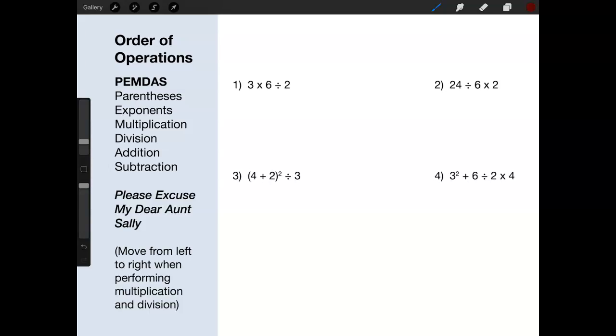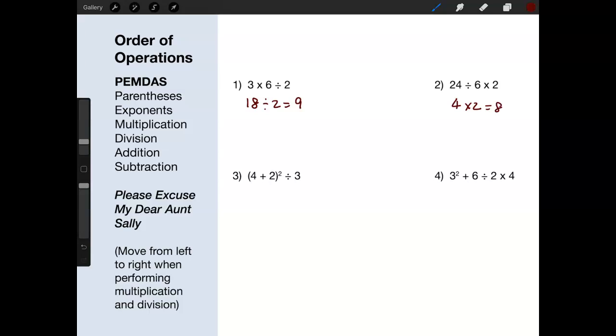Number one, we have 3 times 6 divided by 2. So moving left to right, we have 3 times 6, which is 18, and 18 divided by 2 is equal to 9. Number 2, we have 24 divided by 6 multiplied by 2. Again, moving left to right, we do 24 divided by 6, which is 4. 4 multiplied by 2 is equal to 8.